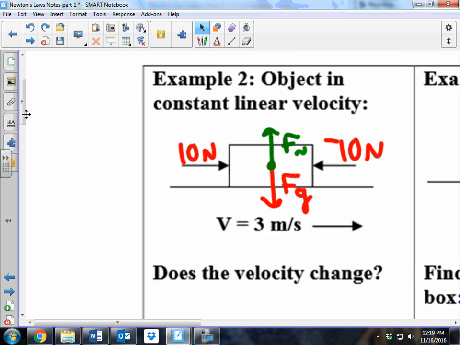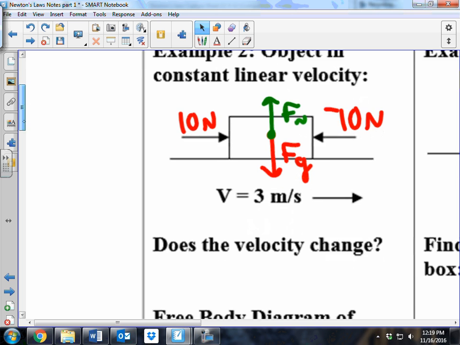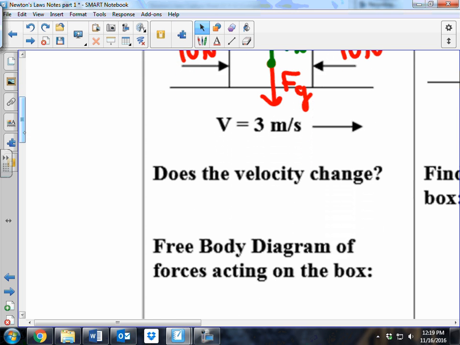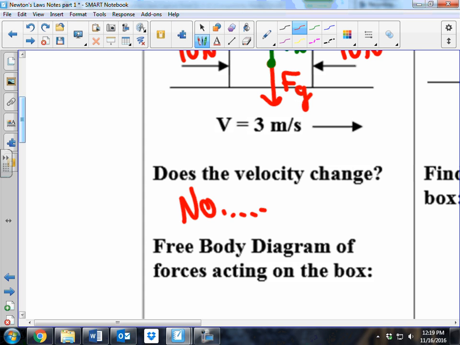My recommendation with these notes is once you take them down, you should also at some point recopy them over. You should make sure you're understanding what's going on in these notes. So the question is, does the velocity change? Well, according to Newton's first law, all the forces are balanced. There are 4 forces acting on these boxes, and they're all balanced. So no, the velocity doesn't change because all forces are balanced.